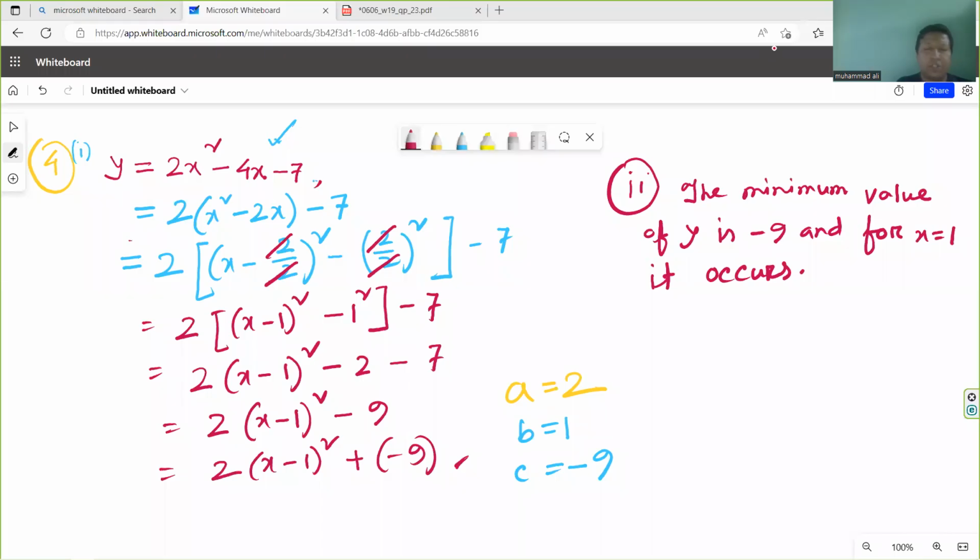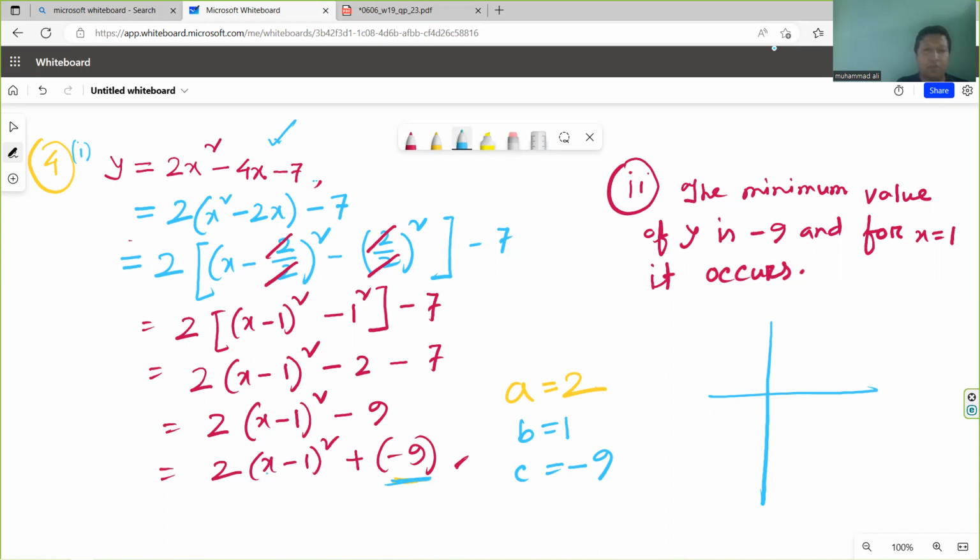For the second question, part 2, they asked us the minimum value of this curve and for what value of x we get it. This is a very important thing. Why minimum, why not maximum? Because if we sketch this curve, the shape will be a U shape. If the x² coefficient is positive, this point will be the minimum point of this curve.